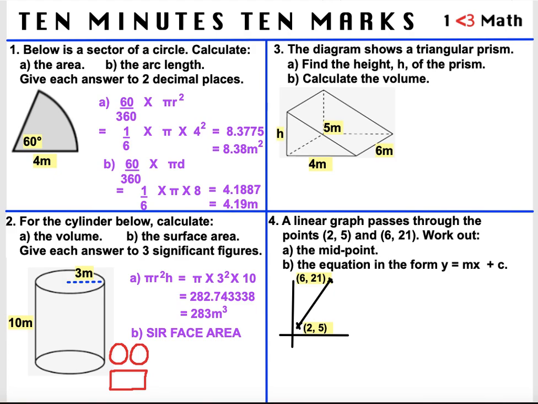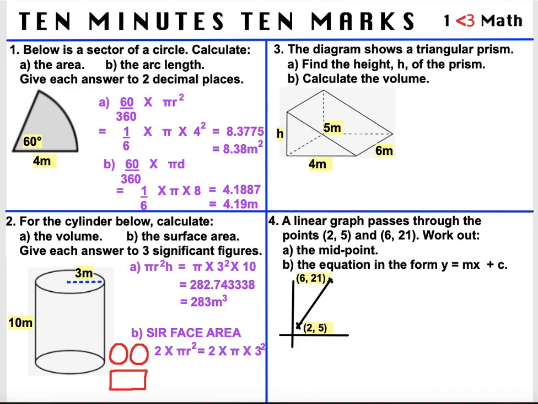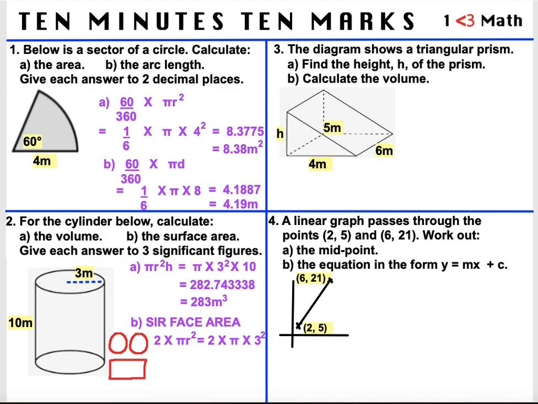To find the surface area, we've got 2 circles, and they're both pi r squared, so it's 2 times pi r squared together. So we're going to do 2 times pi times 3 squared. Obviously each circle would be pi r squared, so it would be pi times 3 squared. We've got 2 of them, so we're multiplying it by 2. Just move everything up a bit so we've got a bit more space.